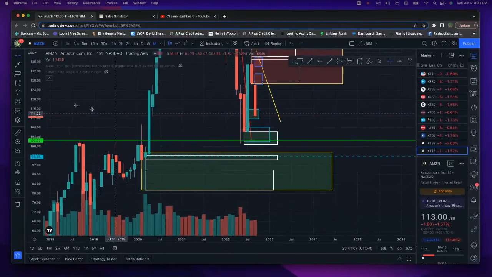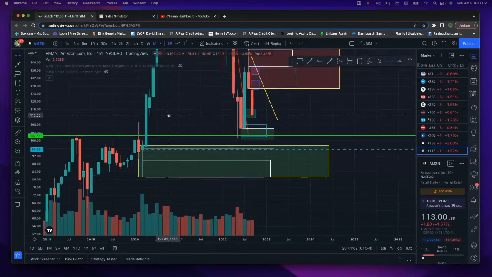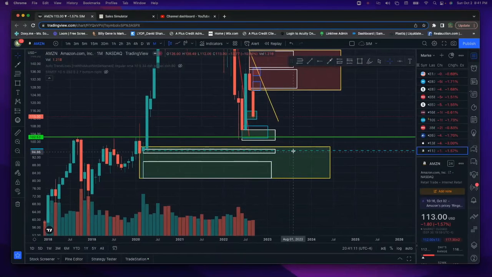But what I'm ultimately looking for on Amazon is this area here, because once we enter this monthly zone, which is my yellow box demand zone, I do have 2 weekly inside of it, and I do have some.